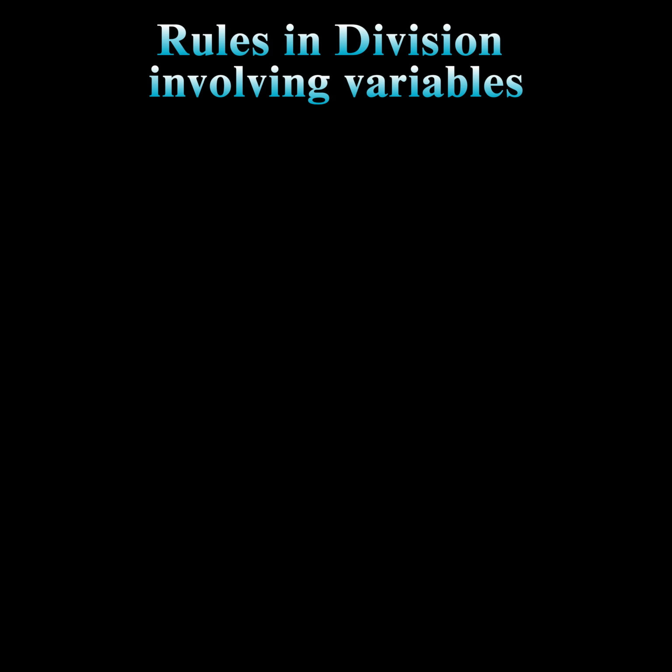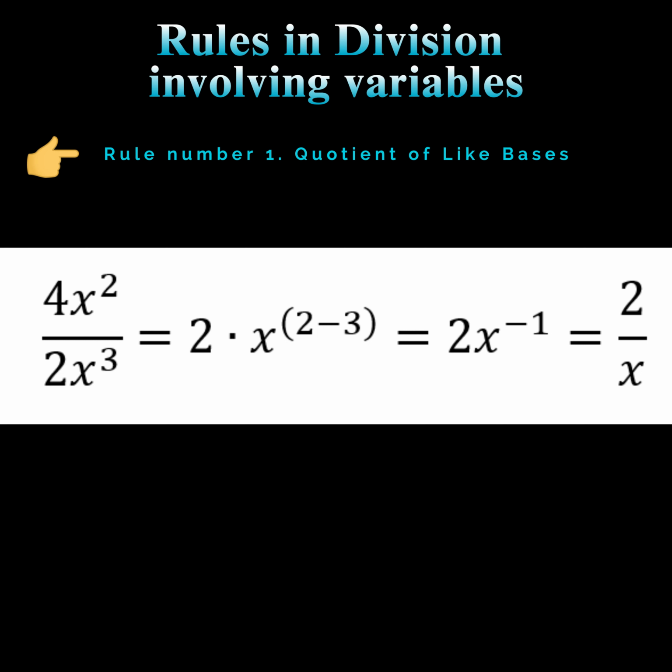The rules in dividing variables are very similar to multiplication. Rule number 1. Quotient of like bases. When dividing variables with the same base, you subtract the exponent of the divisor from the exponent of the dividend. For example, 4x squared divided by 2x cubed. For the coefficient, same with multiplication, we follow the usual way of dividing real numbers. So we have 4 divided by 2 equals 2. And for the variable, we have x squared as dividend and x cubed as our divisor. So we subtract their exponents. So we have 2 minus 3 equals negative 1.